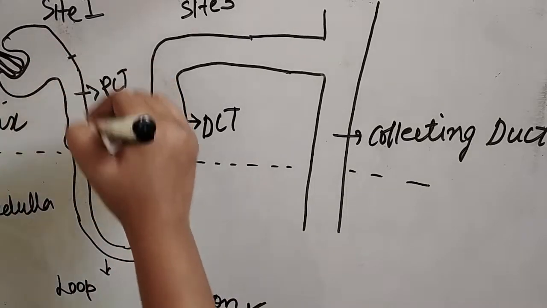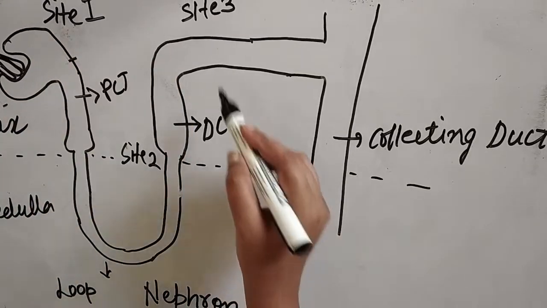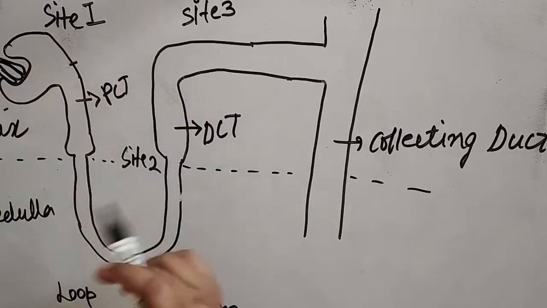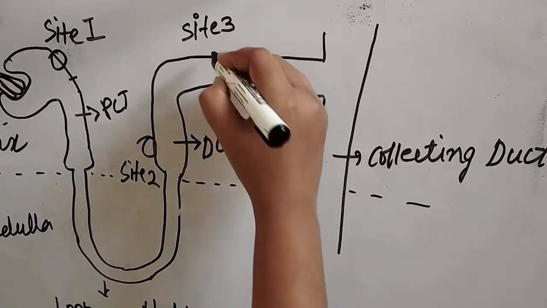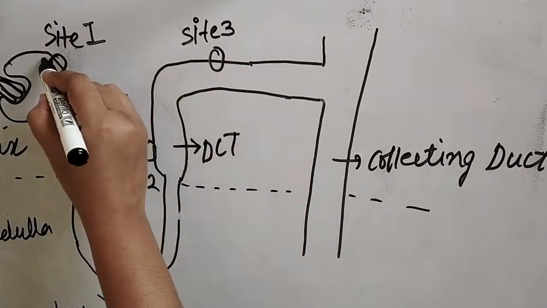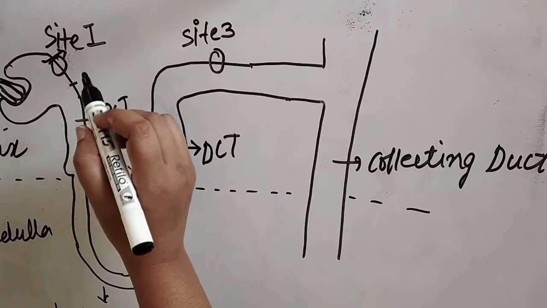In that, three sites are there, site 1, site 2 and site 3. At these sites different channels are there, through which either ions can pass or they can not.